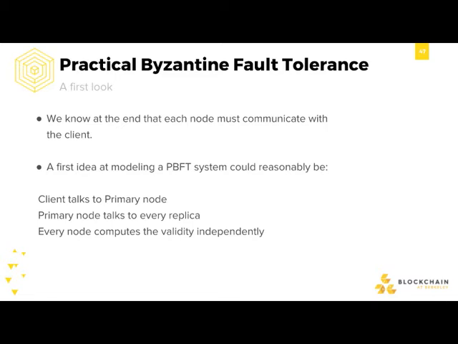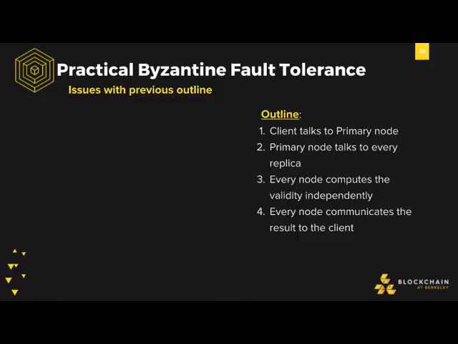No. Oh, okay. So, we can come up with a naive scheme where you talk to the primary node, you give it your request. It's going to relay your request to everybody in the network, and then every node computes the request and the result, and then tells it back to you. But there's an issue with this.